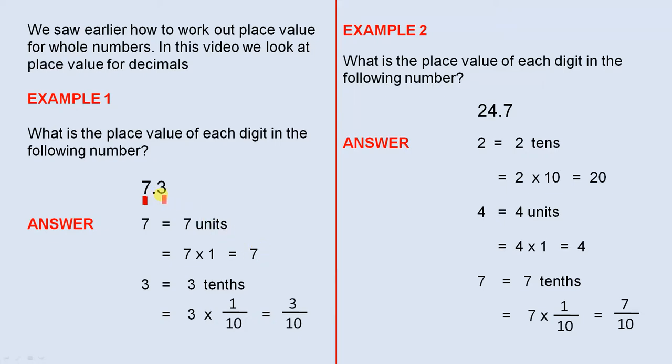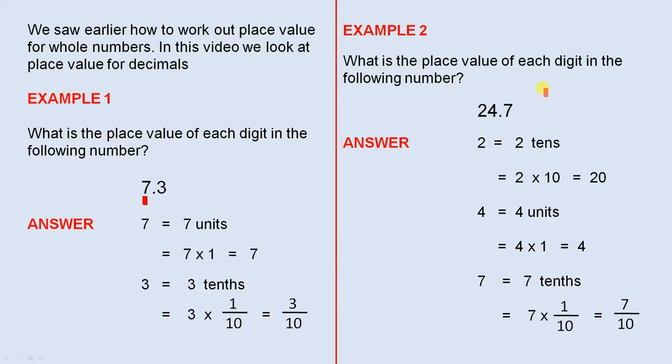Now the number after the decimal point is the 3, and it's the first number after the decimal point. Anytime you see a number directly after the decimal point on the right hand side of the decimal point, it has a value of tenths. So it's 3 tenths. So it's 3 times 1 on 10, and that's 3 tenths. So that's the value of each of those digits.